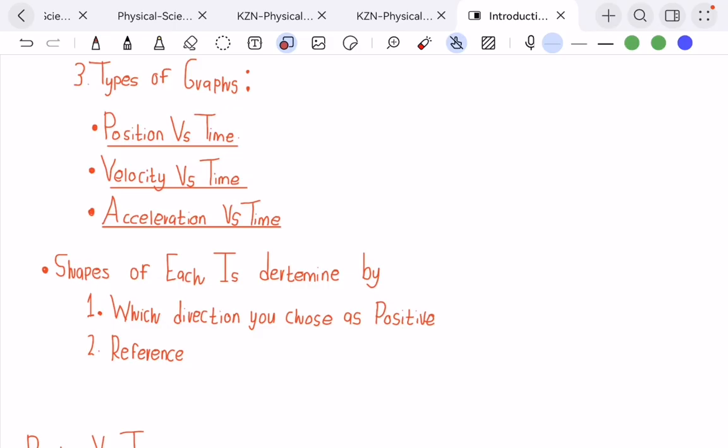The second thing that determines the shape of your graph is also the reference, right? I'm also going to go through this thing of a reference in detail in this video. But basically, when you talk about reference, you're talking about what you are referring to. If I can make an example, let's say I take my home as my reference. Let's say my home is going to be my zero position.